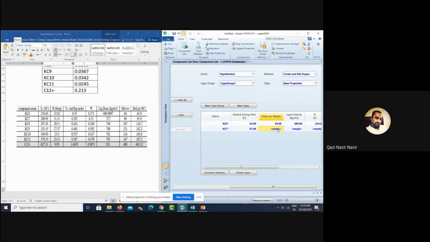Molecular weight is 96. Can you see my screen easily? There's no problem? Can you read what is happening? Yes, Doctor. Yes, doctor. Yes.